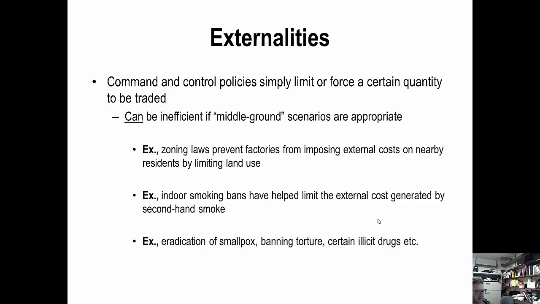Now, there could be a case where there is no efficient middle ground. It really makes sense to either have all or nothing.